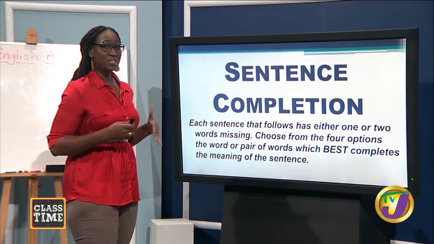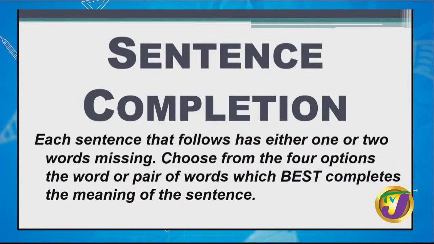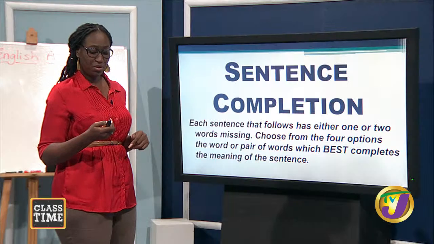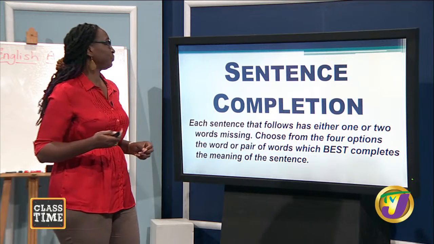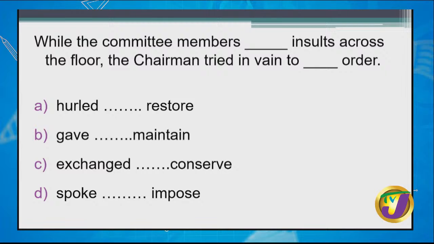All right, so here is what your instruction will likely look like. Each sentence that follows has either one or two words missing. Choose from the four options the word or pair of words which best completes the meaning of the sentence. All right, so remember, you're looking for the perfect fit. While the committee members blank insults across the floor, the chairman tried in vain to blank order. So you're looking for two words now. So which pair best fits?